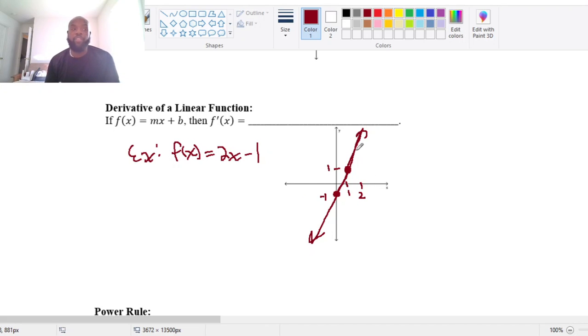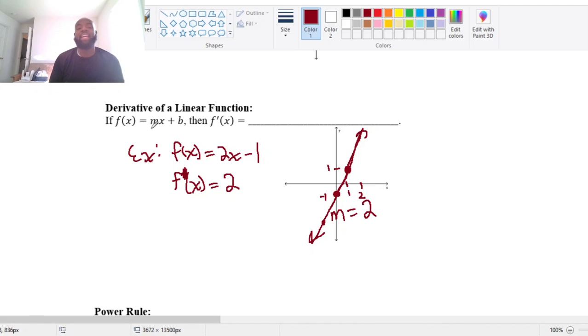And remember, your derivative is the slope of your tangent line. Well, if I pick any of these points on this line, my tangent line is this line because it is a line, right? And so my derivative is going to just be the slope of my tangent line. And since the tangent line to a line is the line itself, my derivative is the slope, which equals 2, right? So f prime of x is 2 in this example.